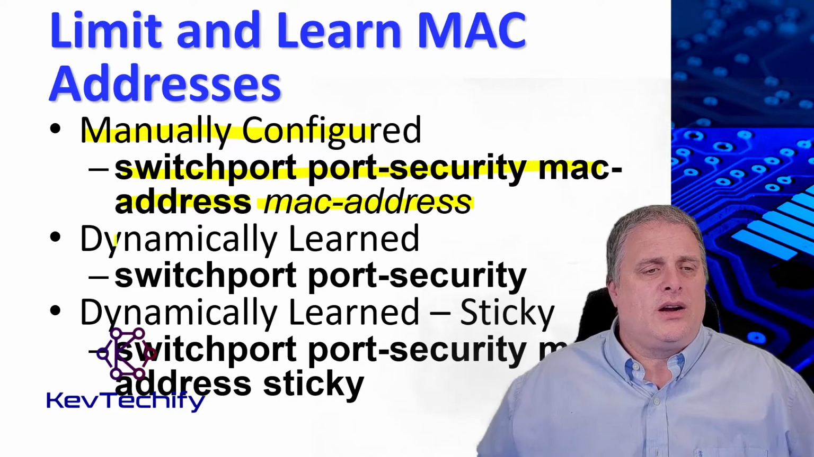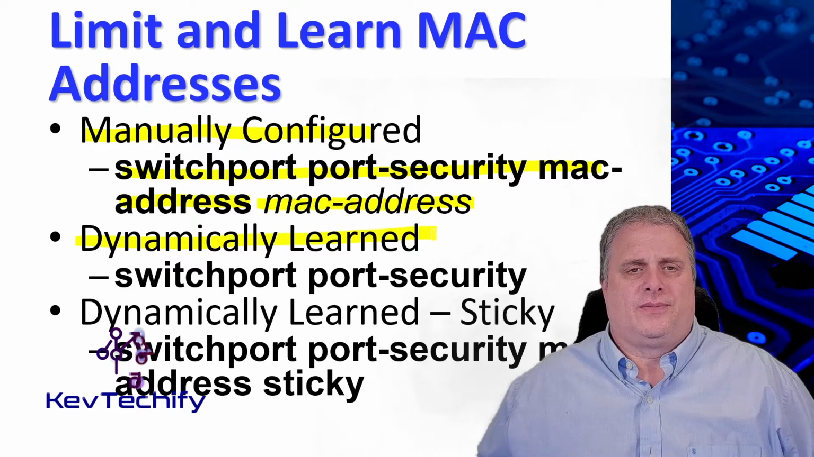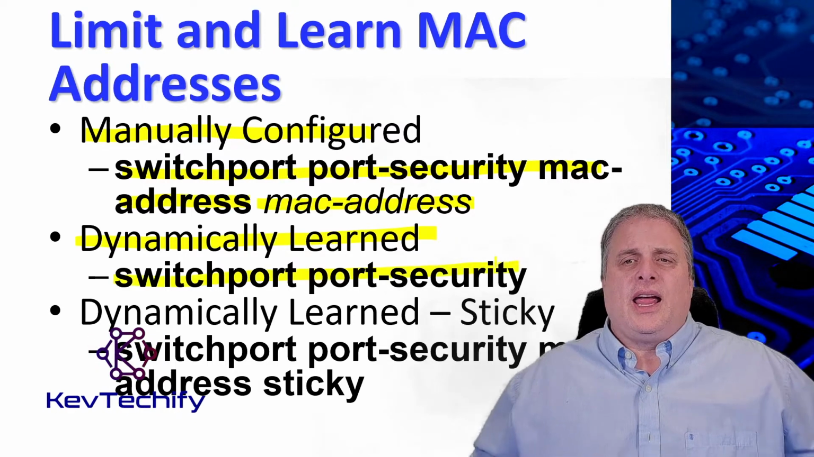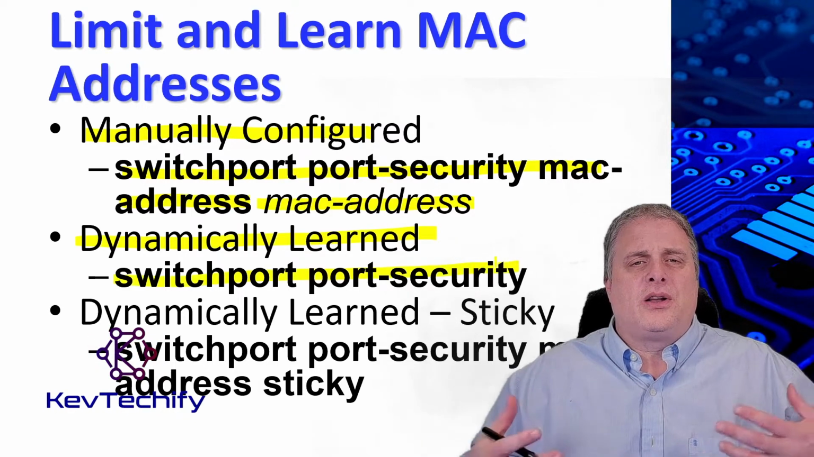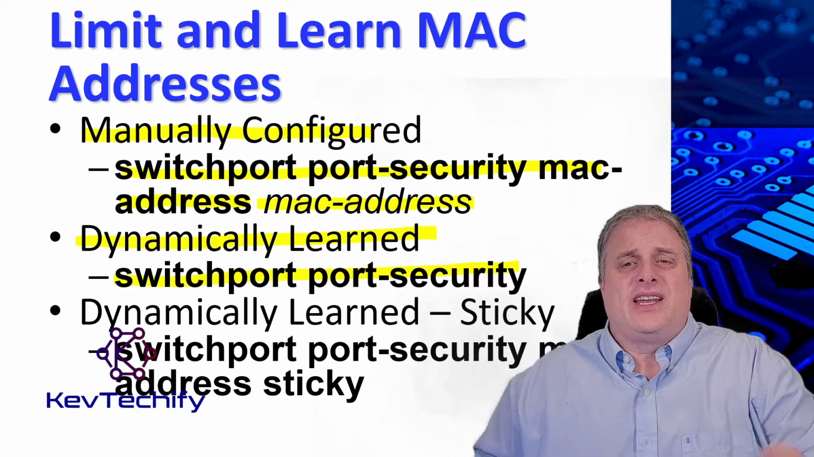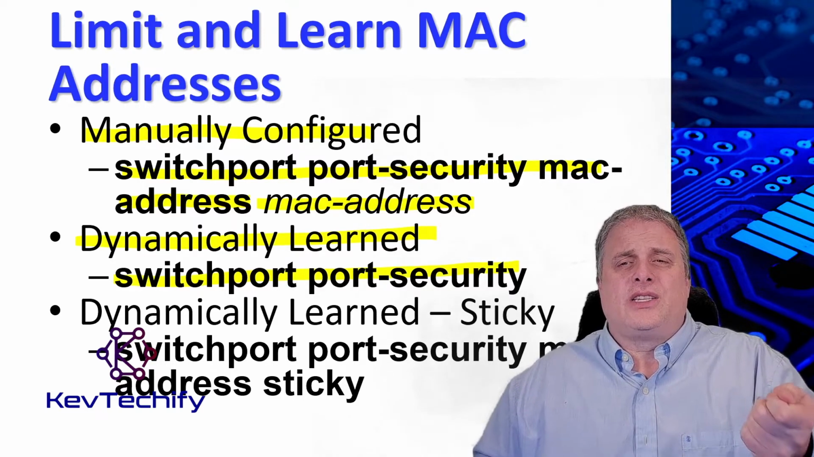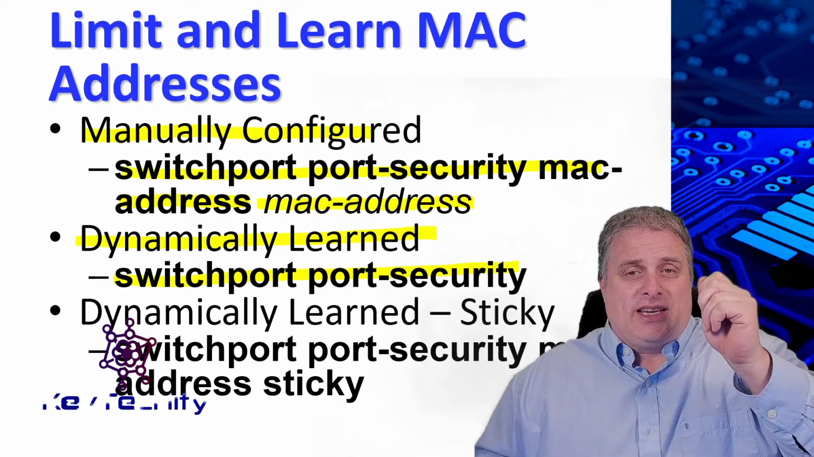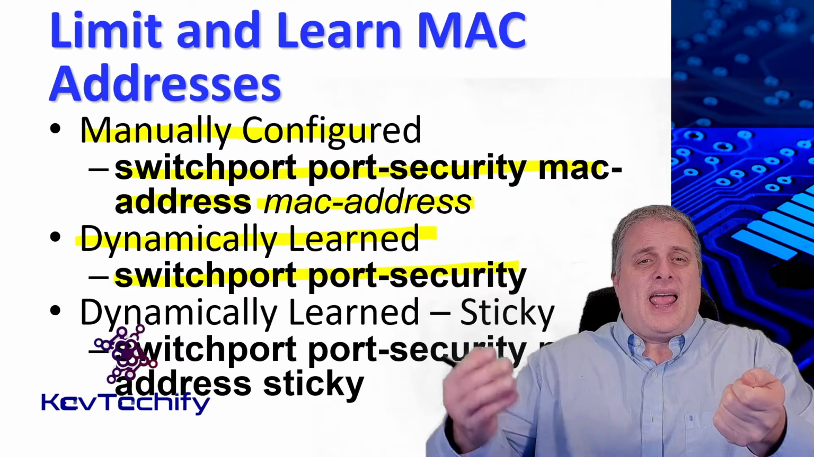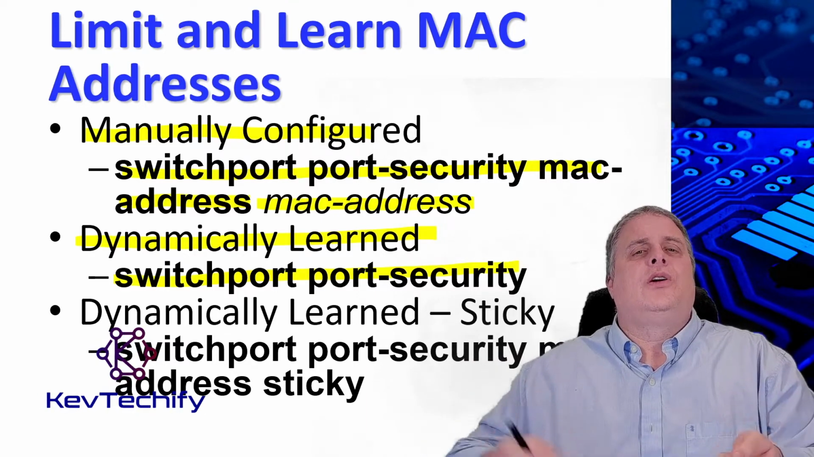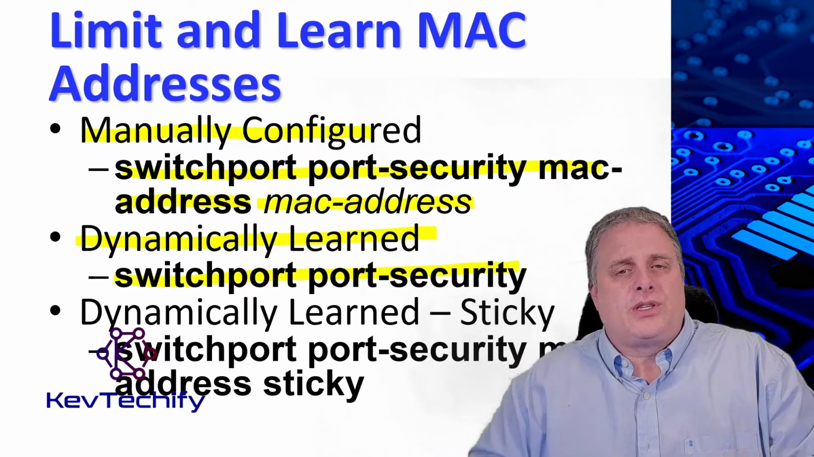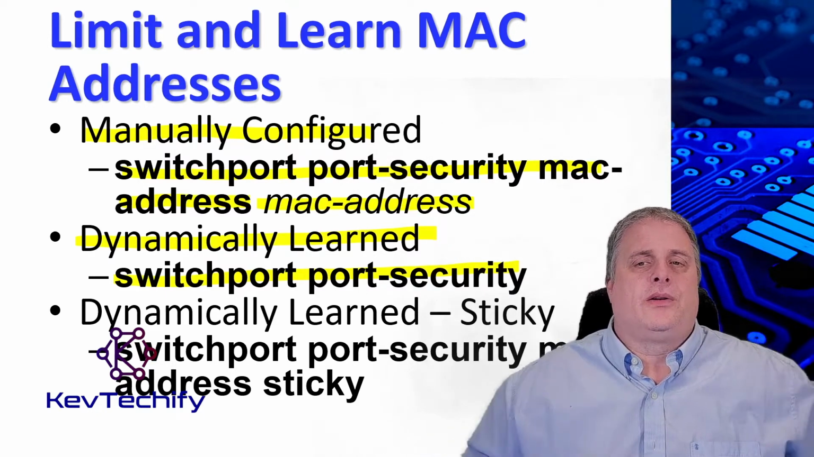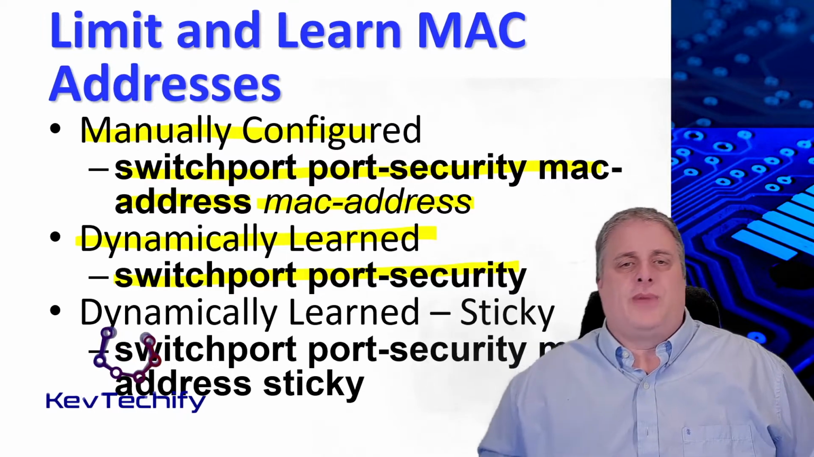The second way here is dynamically learned. The command here is switchport port-security, and when this command's entered, the current source MAC address for the device that is connected to the port is automatically secured, but is not added to the startup configuration. So it's allowed to connect in, but it's not added to the startup config, so it has to learn every time you reboot, every time you start that new machine. Now, if that machine is rebooted, the port will have to relearn that device's MAC address.